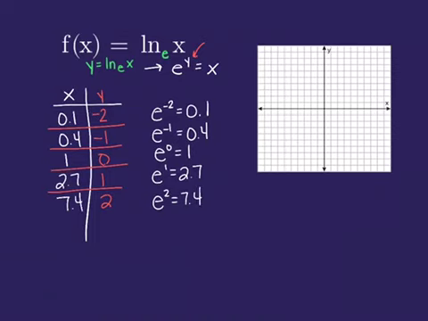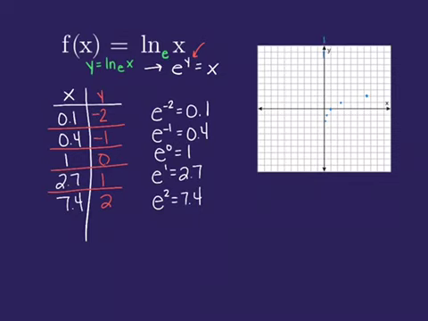And now we can just go ahead and plot those points. So we'll go over 0.1, which is like barely going over, and then down 2. 0.4 is about half, and then down 1. 1, 0. 2.7, so close to 3, and then up 1. And then 7.4, so almost halfway between 7 and 8, and then up 2.